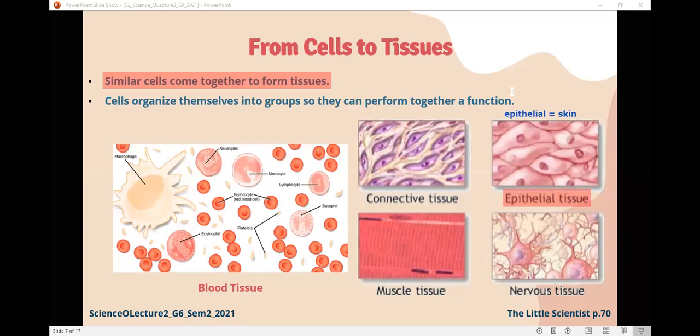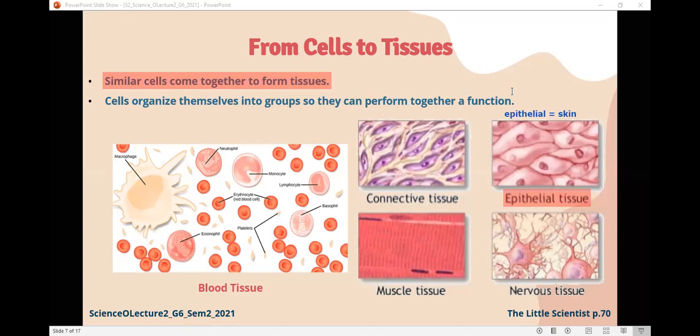Muscle tissue. Perfect, bravo, muscular tissue. Okay, bone cells, what do they make? Connective tissue or bone tissue. What about the blood cells? Blood tissue. Okay, nerve cells. Nervous tissue. Bravo, it couldn't be easier.